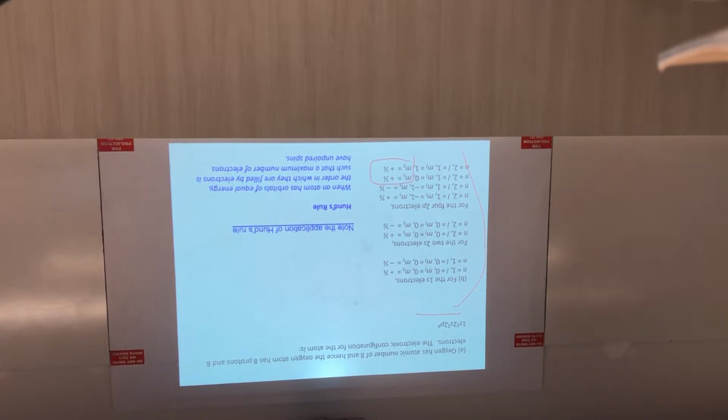And then in the last stage, we are going to use Hund's rule, right? We are going to make the maximum number of electrons unpaired.